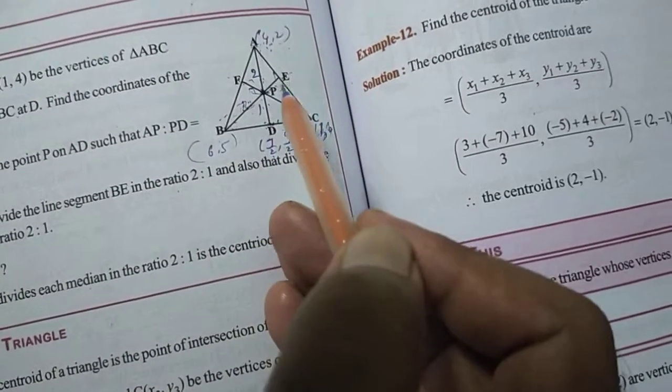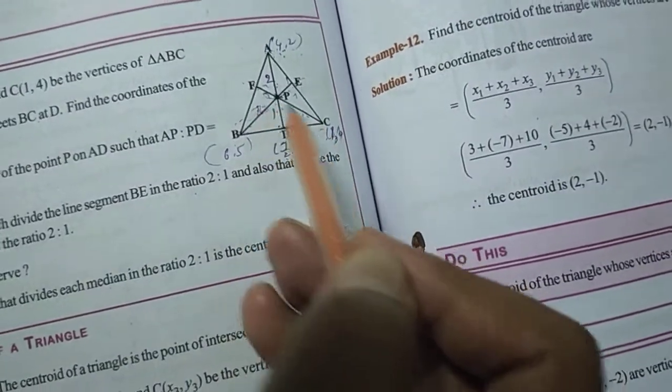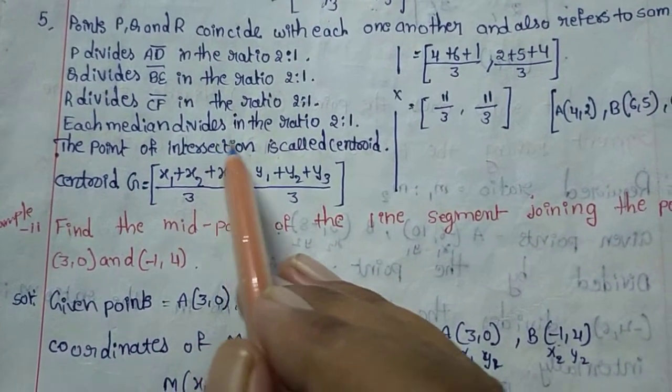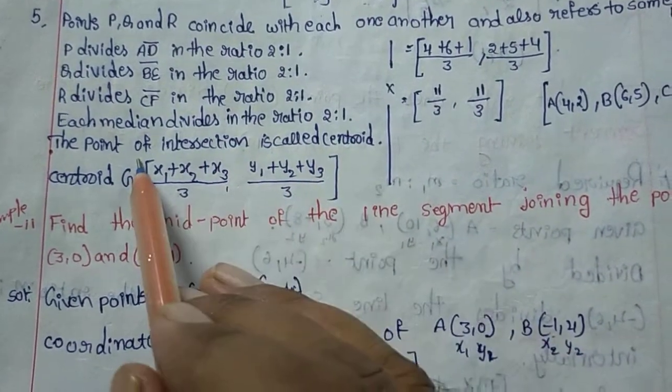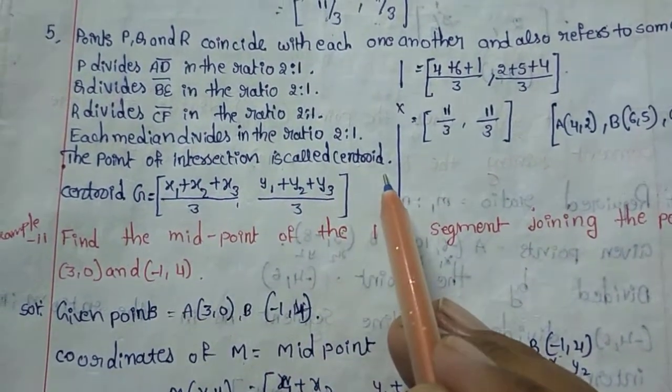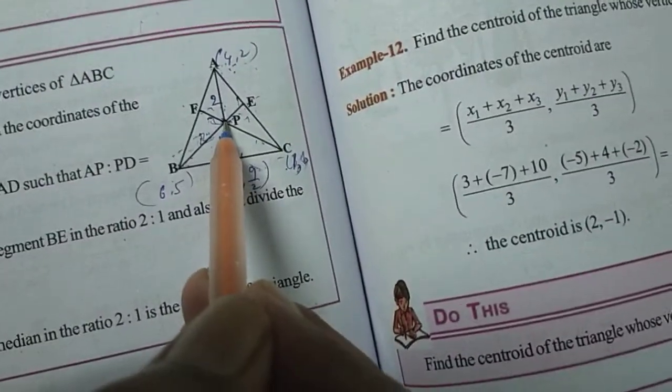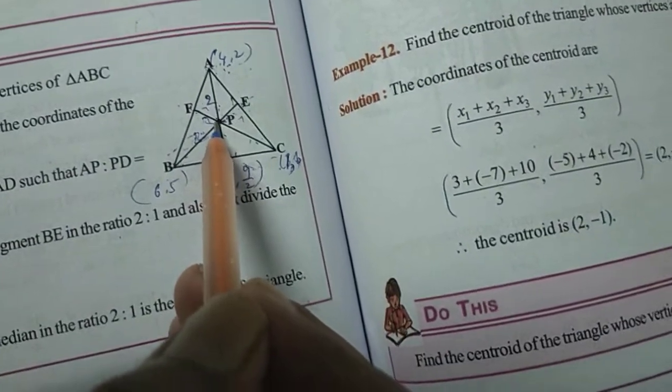Q divides BE in the ratio 2:1. R divides CF in the ratio 2:1. Each median divides in the ratio 2:1. The point of intersection is called the centroid. This is the intersection point, the same point. It is called the centroid.